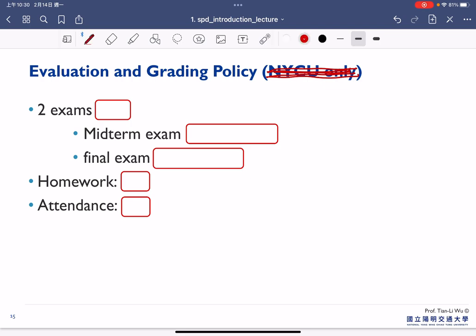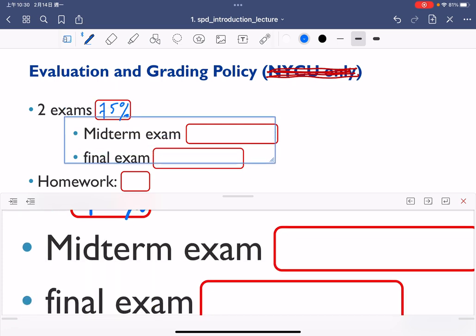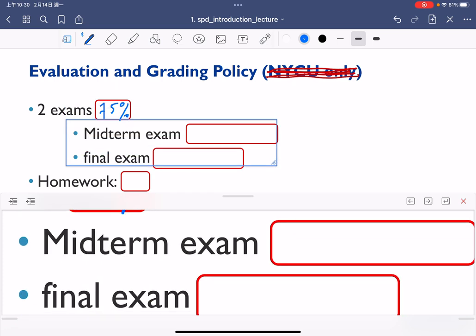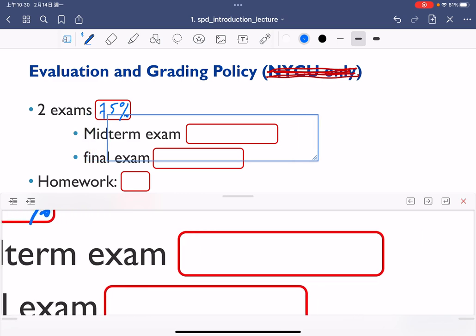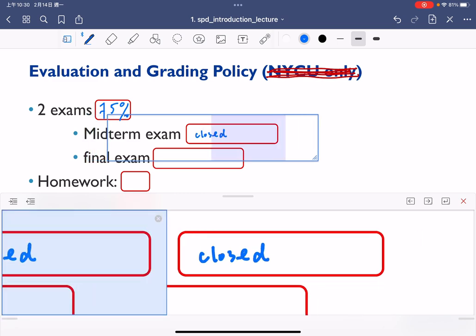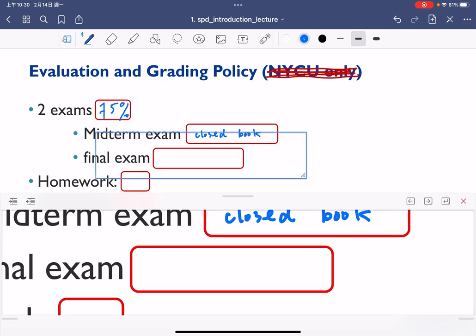Okay, so we have two exams here. The two exams together count for 75%, including the midterm exam and the final exam. The midterm exam is closed book, and the final exam is open book.